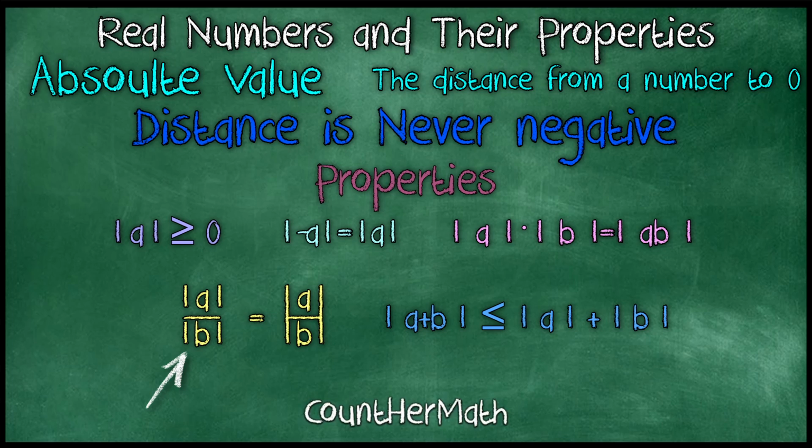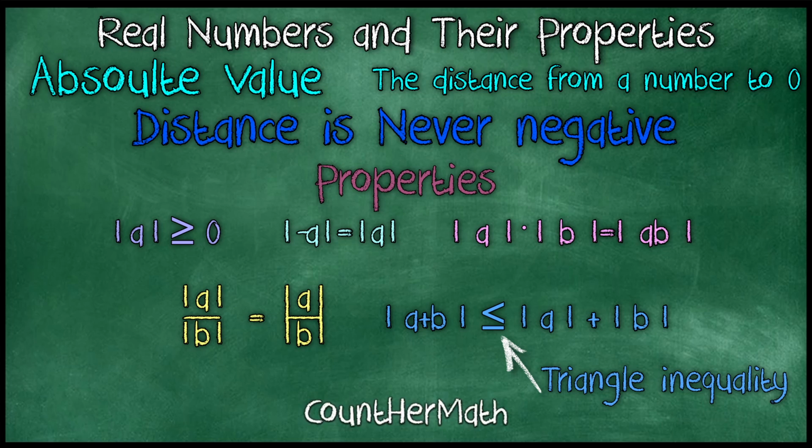We also have the absolute value of A over the absolute value of B is equal to the absolute value of A over B. Same idea here, a positive divided by a positive is a positive, so we can put them together to make it into one unit. The last property is called the triangle inequality. The absolute value of A plus B is always less than or equal to the absolute value of A plus the absolute value of B.